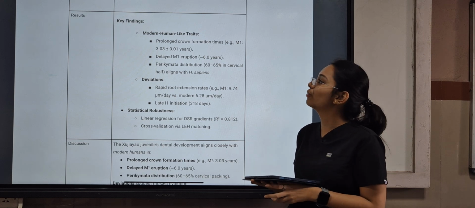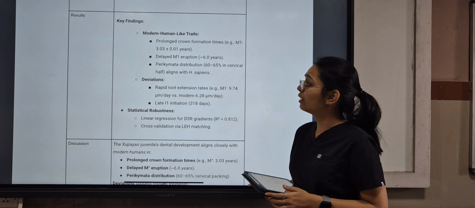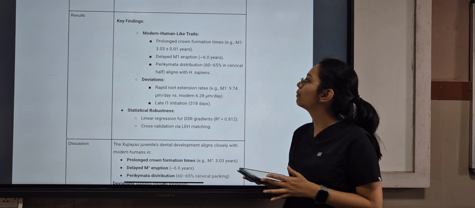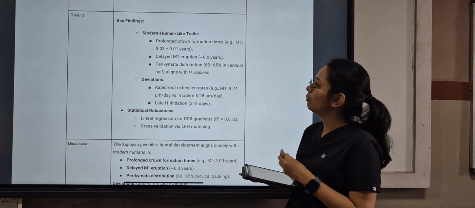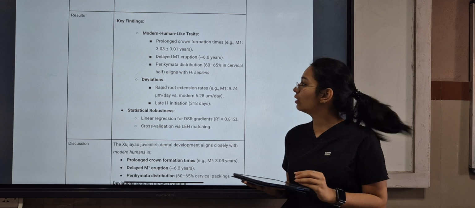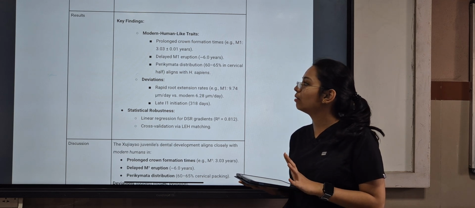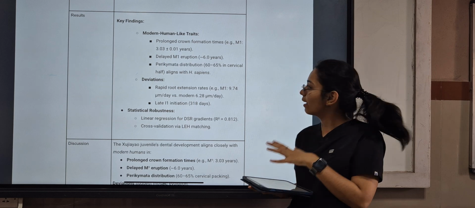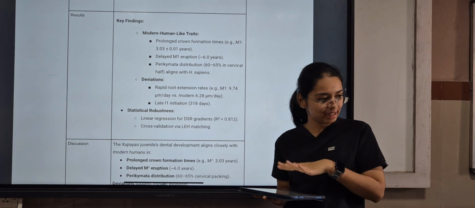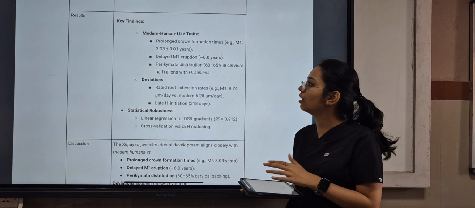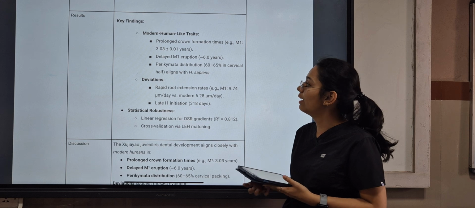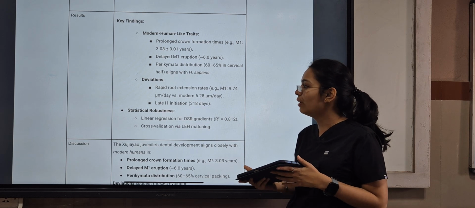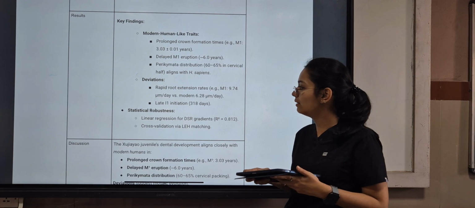So the results of the study were, they noted that the modern human trait, that is prolonged crown formation times, for example for molars it takes 3.03 plus or minus 0.01 years, and there is delayed molar eruption, approximately around 6 years, noted in today's world. And the perikymata distribution is 60 to 65% in the cervical half. It aligns with that of Homo sapiens.